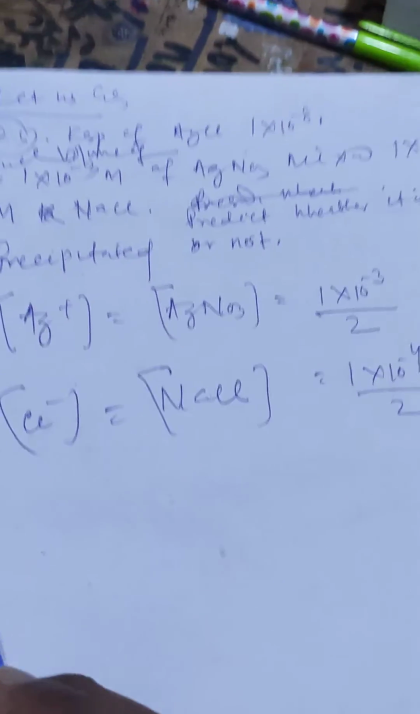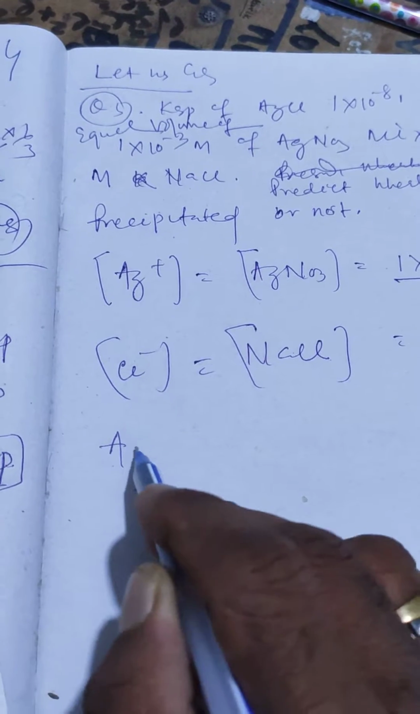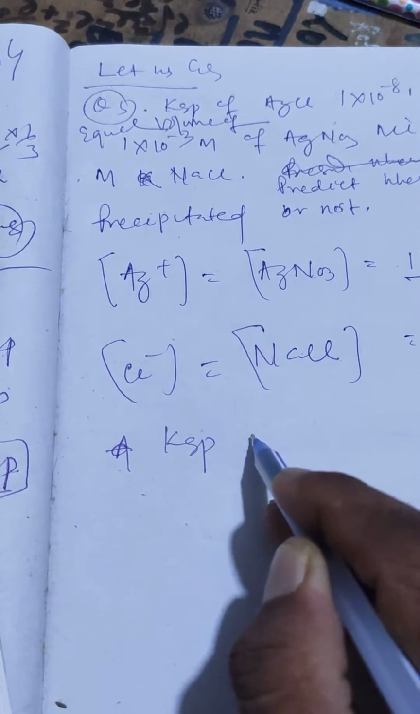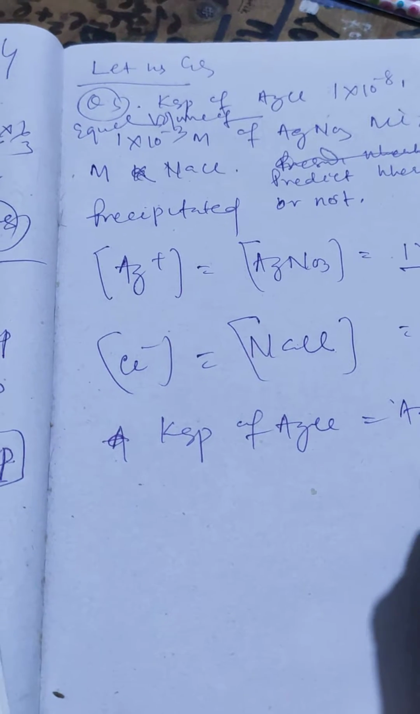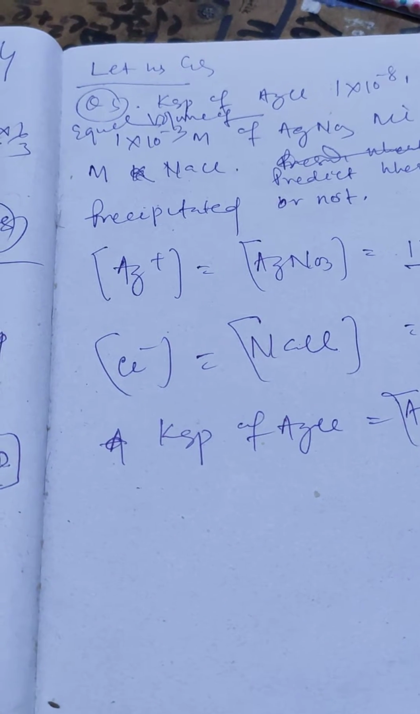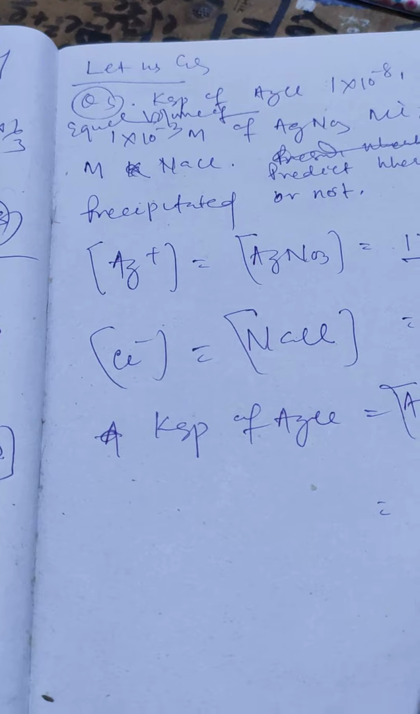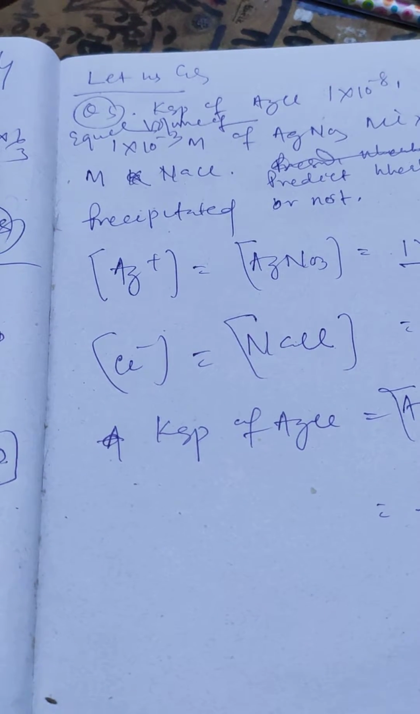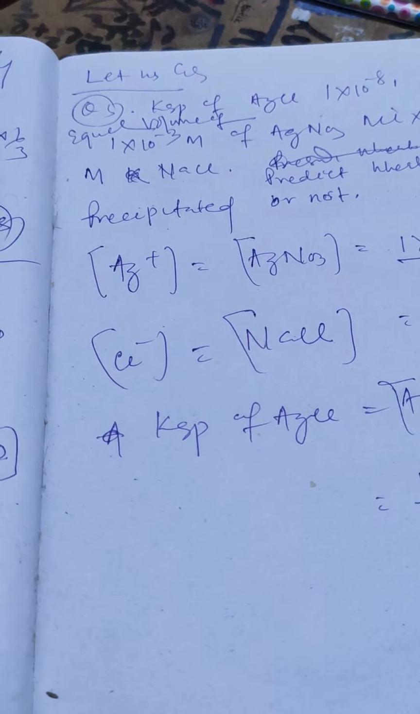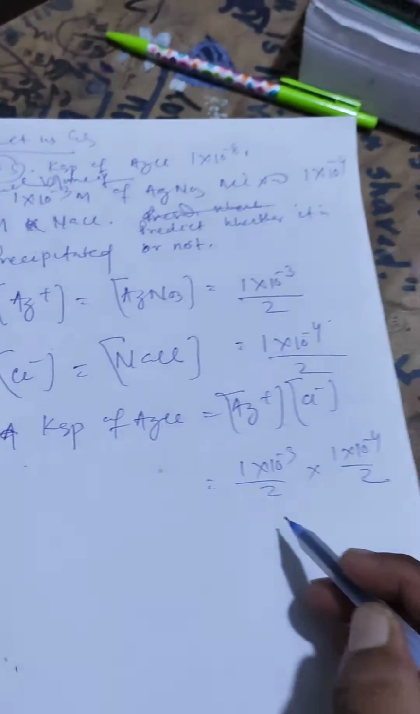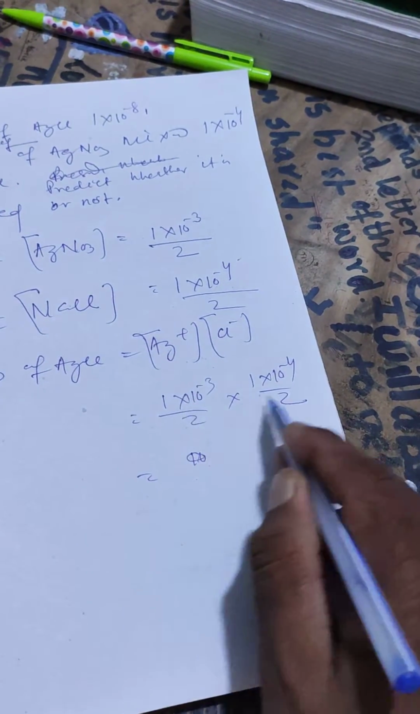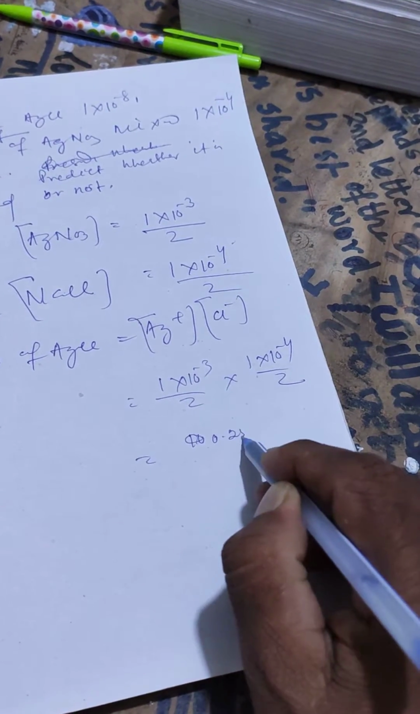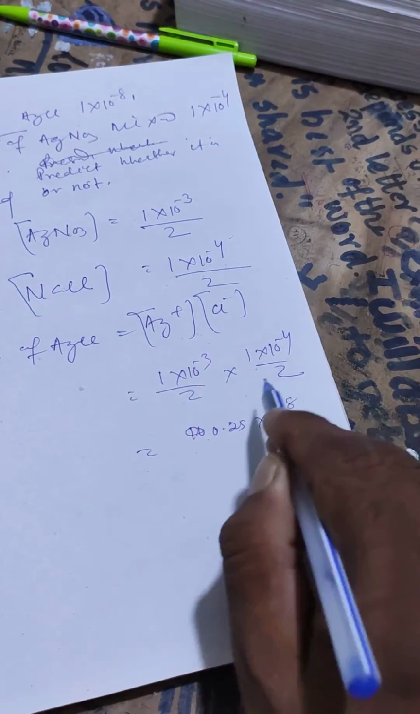So with this, the ionic product of AgCl is equal to Ag plus concentration into Cl minus concentration. Ag plus concentration is 1 into 10 to the power minus 3 by 2. Cl minus is 1 into 10 to the power minus 4 by 2. If we multiply, it is 1 by 2 and 1 by 2, it is nothing but 0.25 into 10 to the power minus 8.